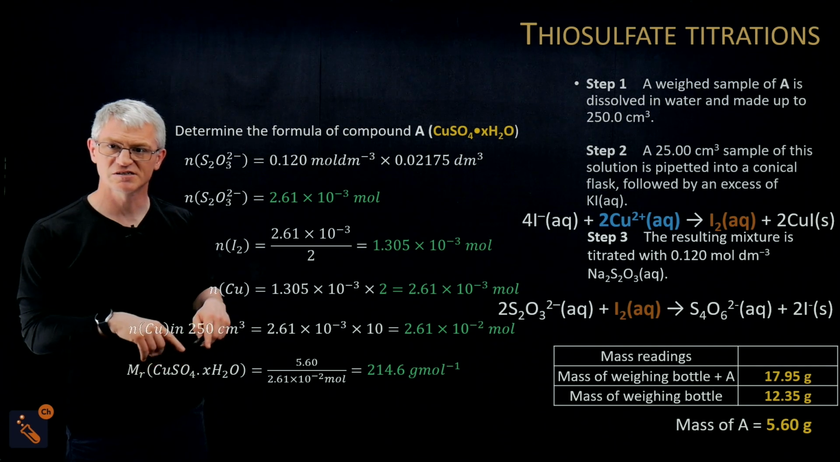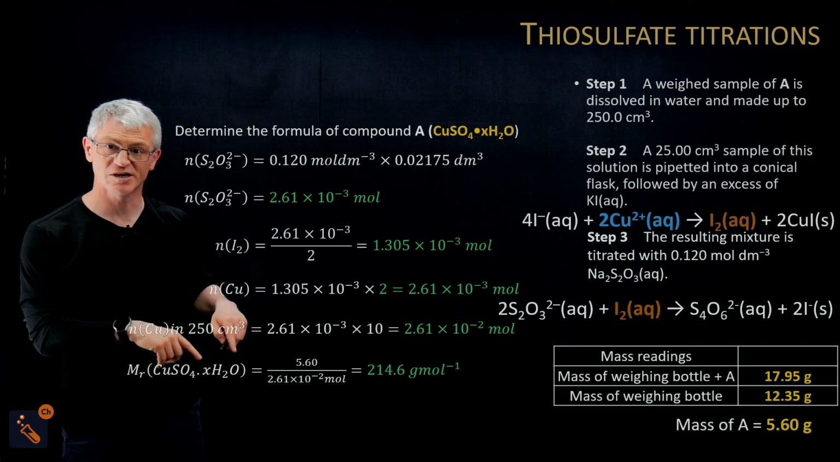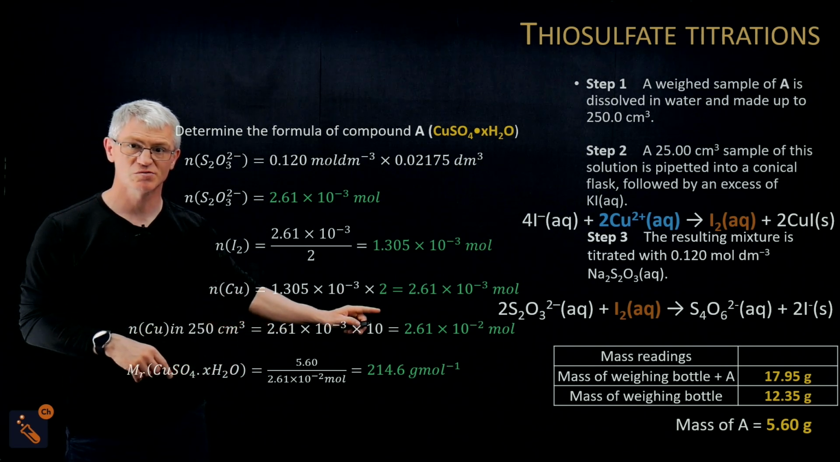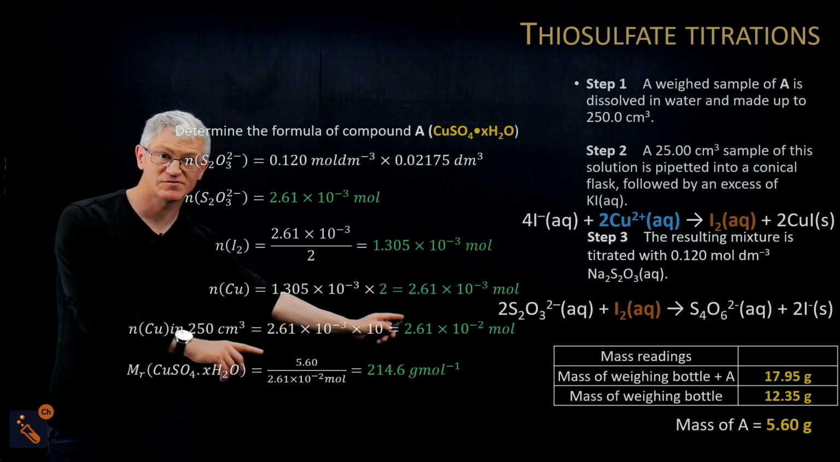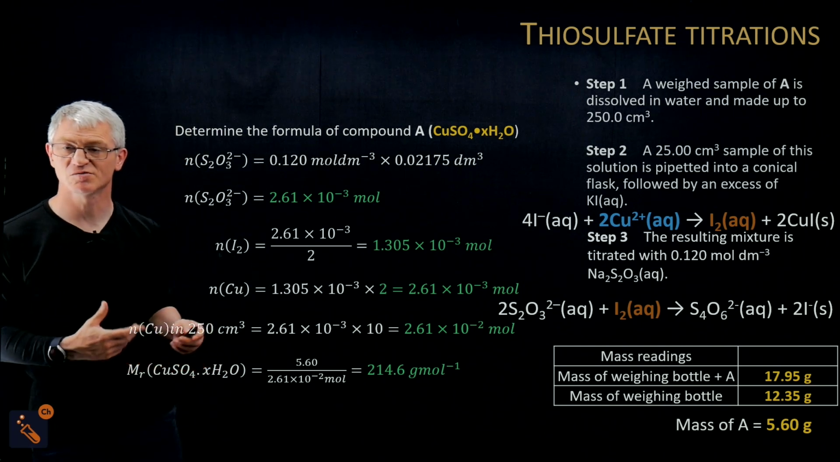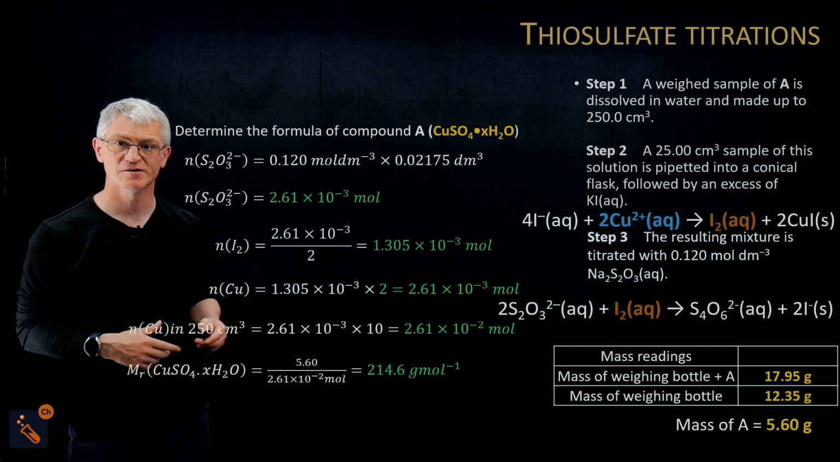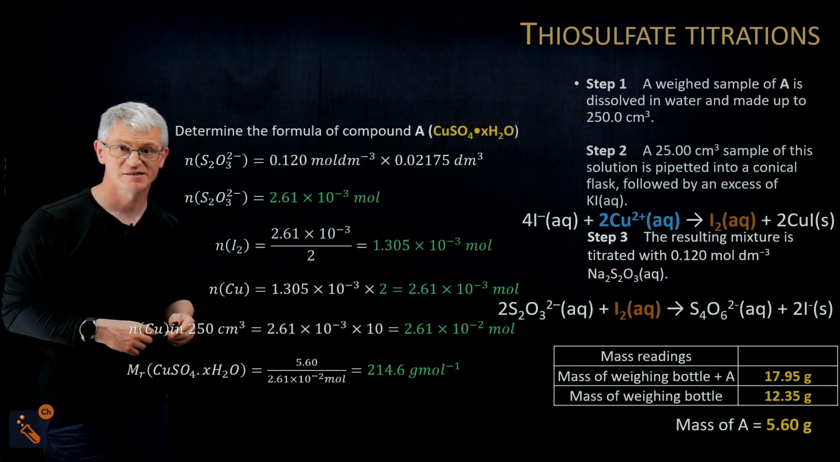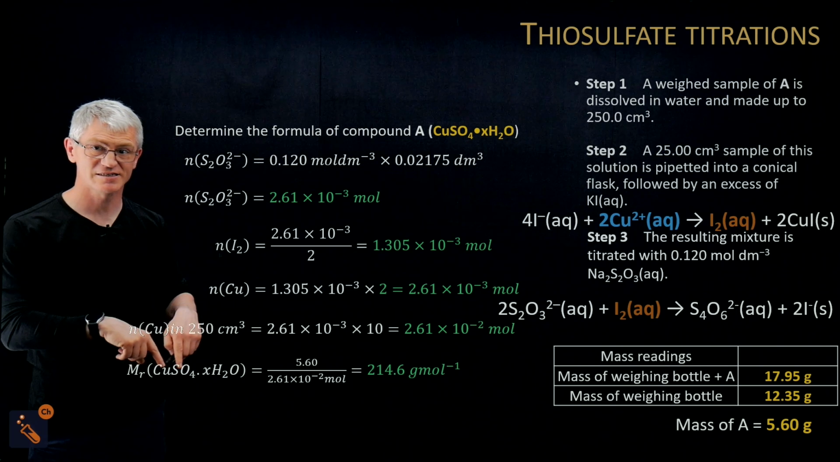And then all we do is calculate the molecular mass, which is the mass divided by the moles. So the moles is what we've got up here. The mass is from the calculation over there, the mass of the weighing bottle minus the mass of the weighing bottle plus A, and it gives you a molecular mass. Now, if that's the case, the molecular mass is this and this.